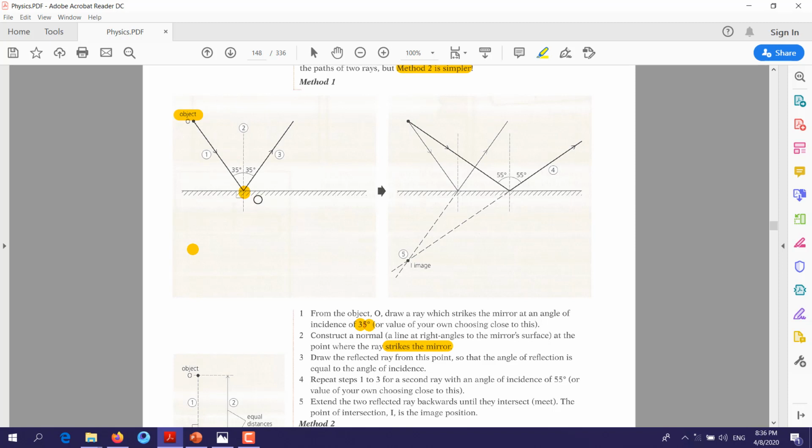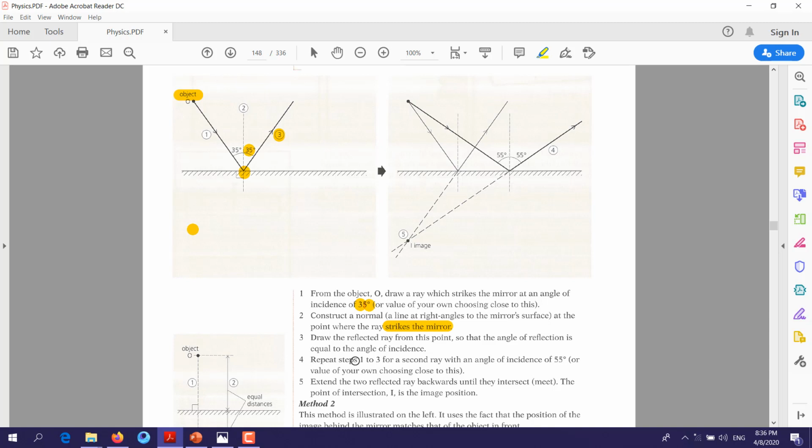Then after that, what will you do? Number 3, draw a reflected ray. When you draw the reflected ray, they will not ask you how much the angle should be. You should know it, because the law of reflection says these two angles, this one and this one, are equal. So if this one is 35, how much should this one be? It should be 35.